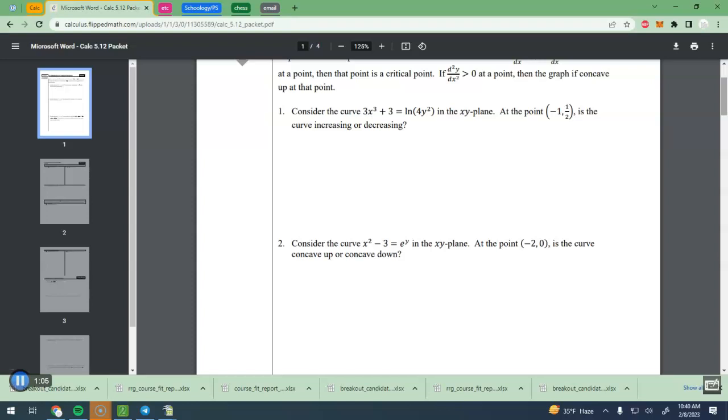Okay, so we got this equation which has x's and y's in it. We can't solve for y. So we have to use implicit differentiation to take the derivative of it. What does it say?